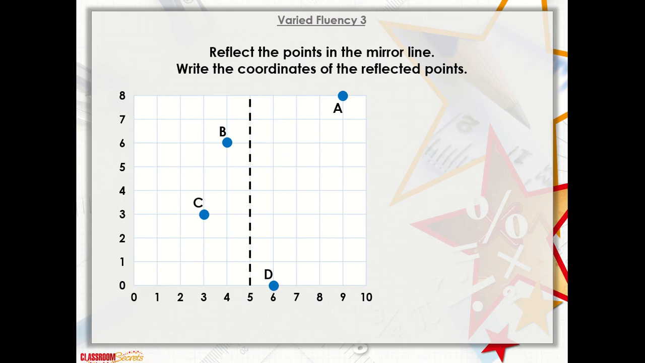See if you can work out the rest of them. Pause the video, see if you can work out the last two, and then we'll see what you get. Okay, so let's have a look at A, B, C, and D. I wonder if you were right on those. A is 1, 8, B is 6, 6, C 7, 3, and D is 4, 0.